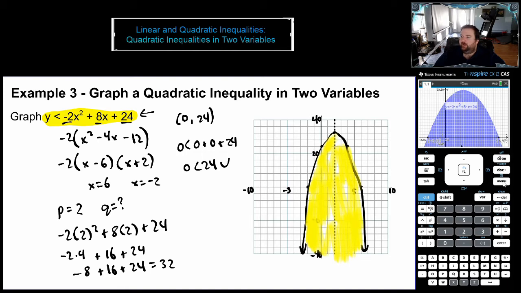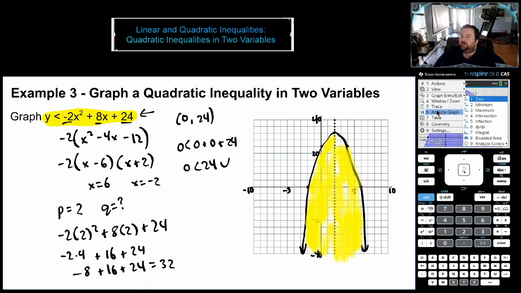Let's find the vertex. So we'll go analyze graph maximum, because this is a maximum value, highlight, 2 and 32, which is what we found as well, right? X value of 2, P value of 2, Q value of 32. And so now all we need is this y-intercept.